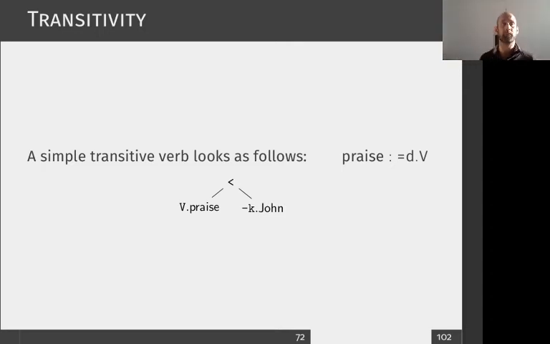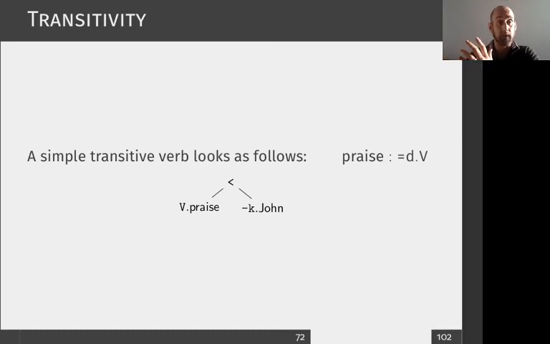All right. Now let's look at normal transitivity. By normal transitivity, I just mean transitivity without clausal objects or anything. Okay? So, what do we do with transitive verbs like praise? John praised Mary. Or Mary praised John.